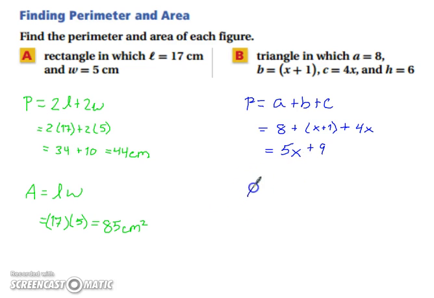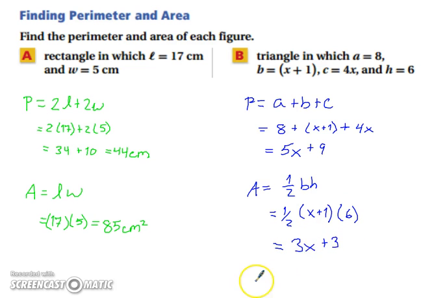All right, well, let's try area. Area is 1/2 your base times your height. So we have 1/2 B, which is X plus 1, times the height, which is 6. And when you do that, you end up with 3X plus 3.